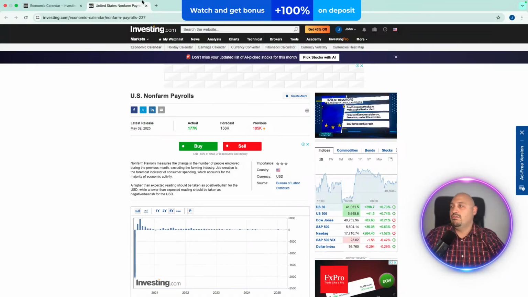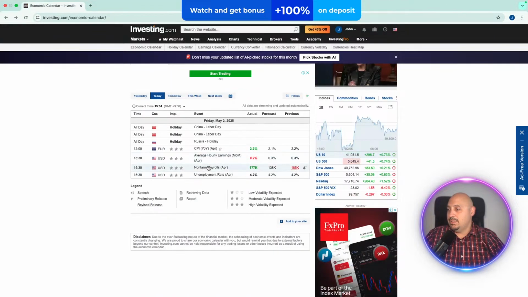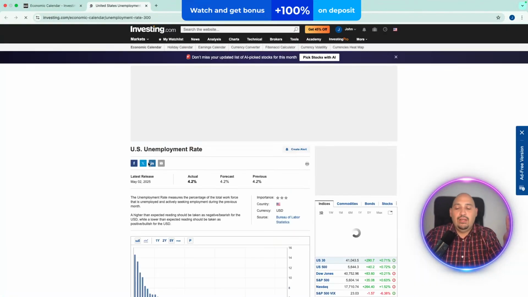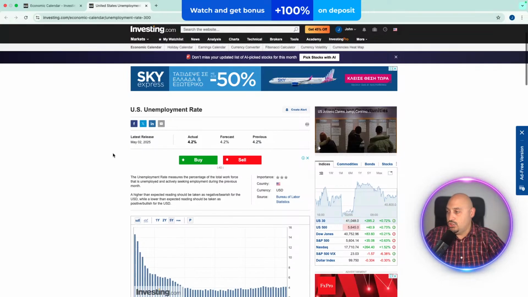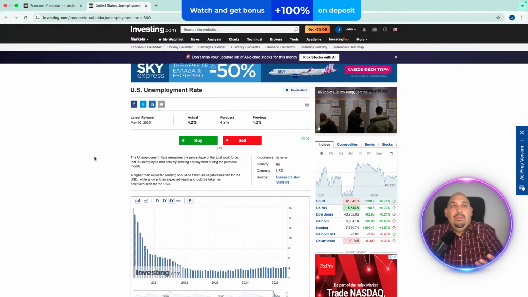So that's the US non-farm payrolls. And last but not least, we had the unemployment rate. An unemployment rate, in a nutshell, measures the percentage of the total workforce that is unemployed and actively seeking employment during the previous month. So how many people are unemployed and looking for jobs, right? Think about it this way. If there are more people that are unemployed, it means that there are perhaps not a lot of jobs out there for me to find a job, right?